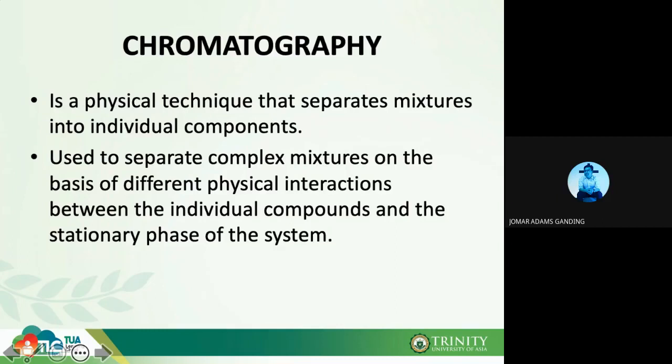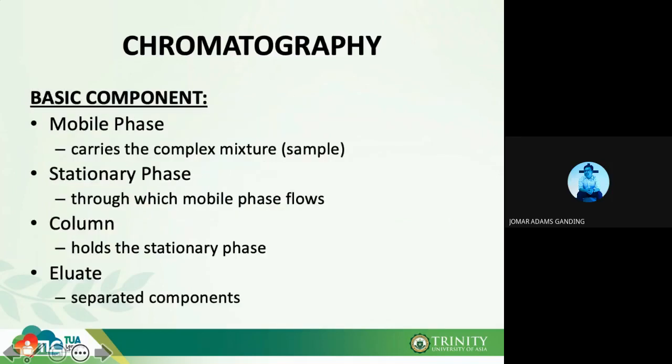So let us go to the basic components first, okay? The basic components of your chromatography are first, your mobile phase. Your mobile phase is a solvent or a mixture whereby your sample is added. Take for example, I am the sample. The mobile phase is obviously the vehicles, okay? And the stationary phase is where the mobile phase flows. So meaning to say, this is the road, okay?